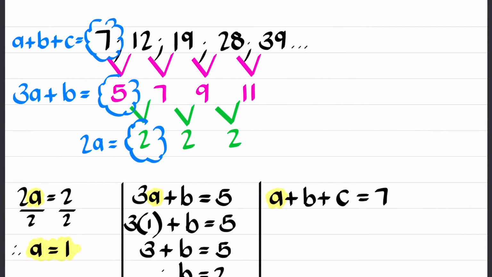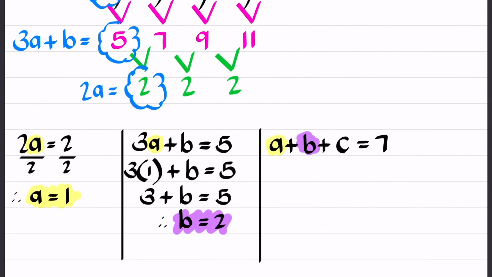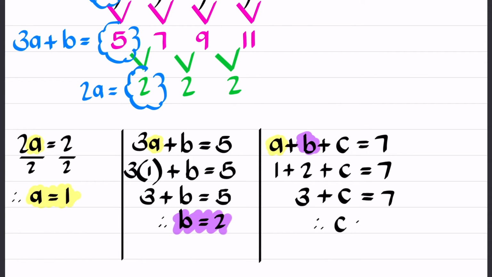So therefore b will equal 5 minus 3, which is 2. Now I'm going to take this b equals 2 and replace the b with the 2. So I now have a being 1 plus b being 2 plus c equals 7. 1 and 2 is 3 plus c equals 7. So therefore c will equal 7 minus the 3, so c equals 4. Now I have a equal to 1, b equal to 2, c equal to 4.